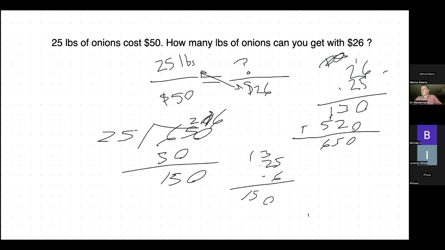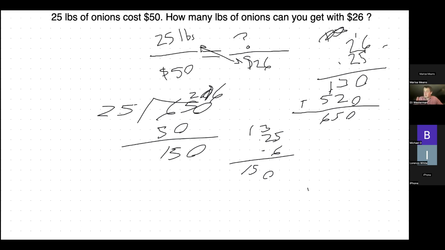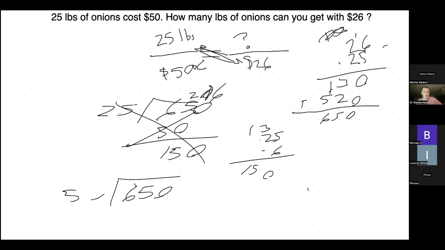So 650 divided by 50. Oh, you know what I did? I divided it by 25. You can't divide by 25. You got to divide by 50. So this is why I don't just work off a script. I want to show you like the mistakes you can make. What I did is I multiplied across like I was supposed to, but then I didn't divide right here. So instead of doing this, I should have done 650 divided by 50. That would have given me a better answer.